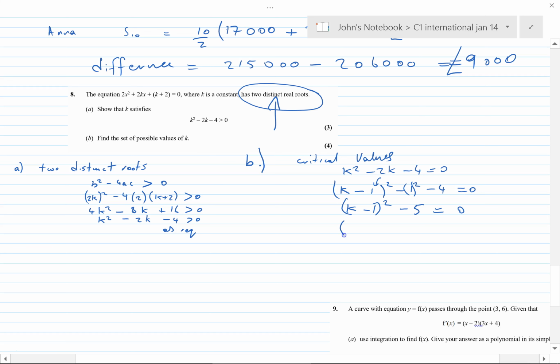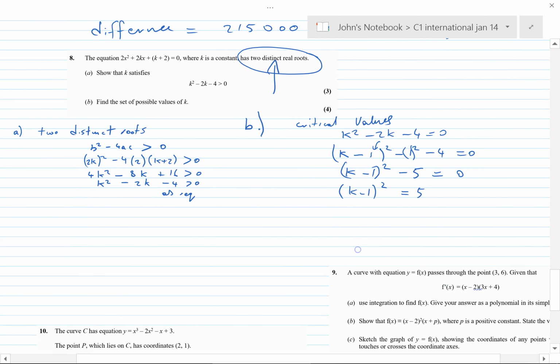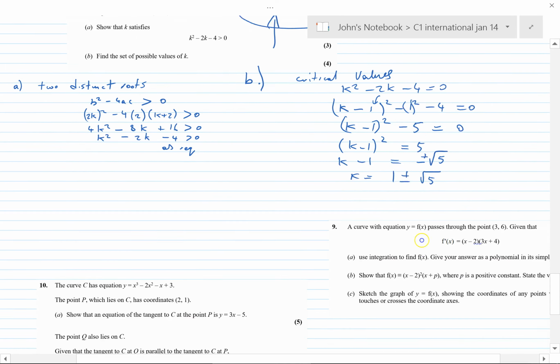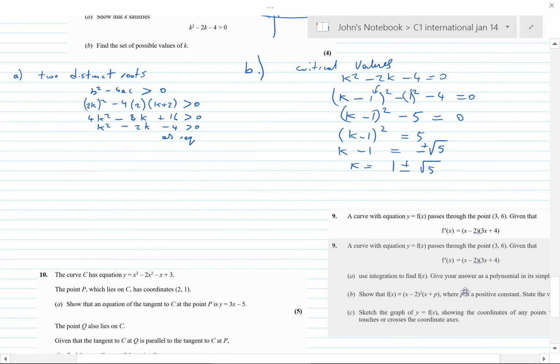So that gives me (k minus 1) squared equals 5. k minus 1 equals plus or minus the square root of 5. So k equals 1 plus or minus the square root of 5. Those are my two critical values.